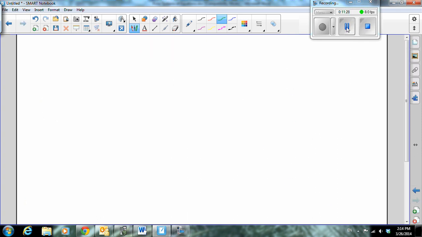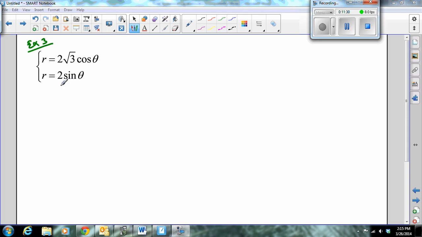Let's do one more example. Here's our example 3. It says r equals square root of 3 cosine theta and r equals sine theta. I'll try to show you how to be organized with this type of problem.